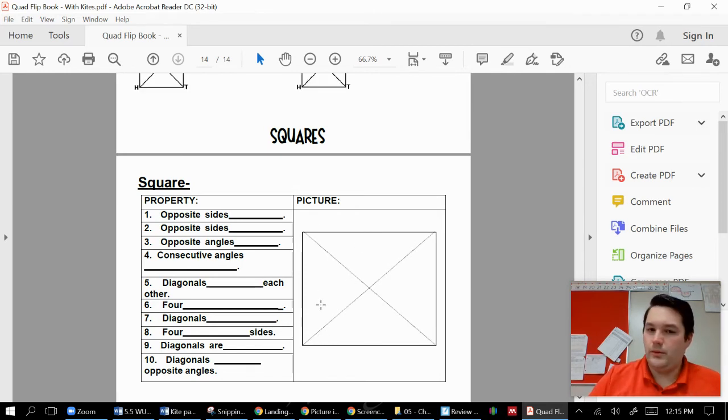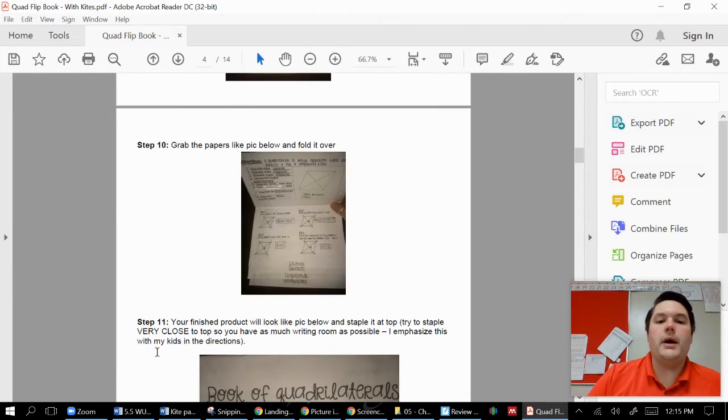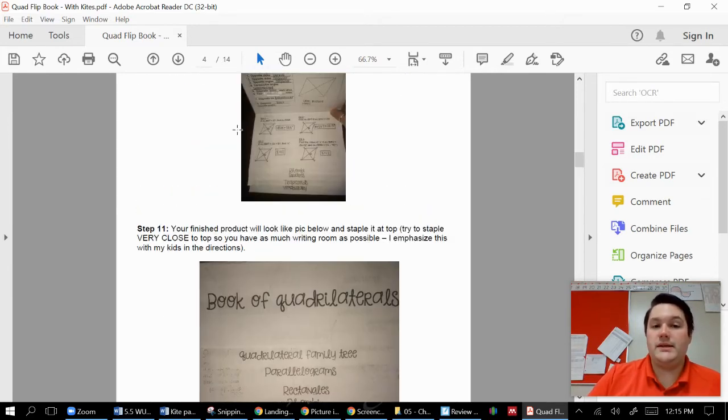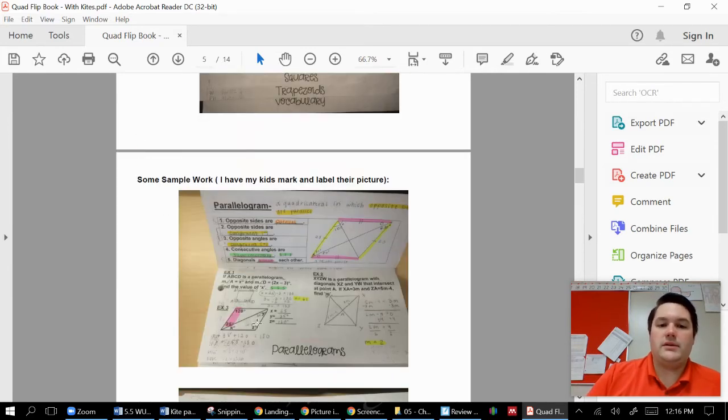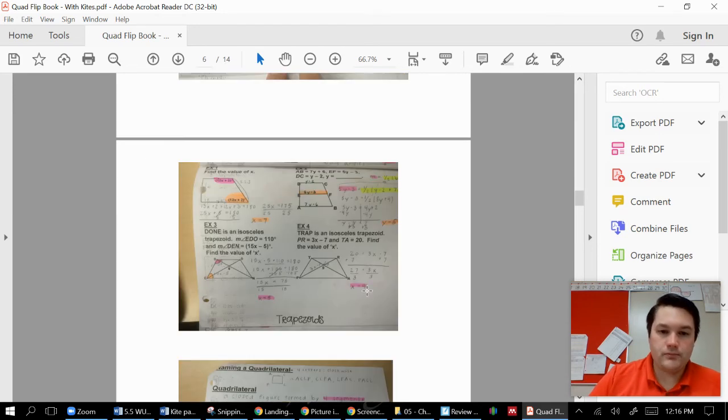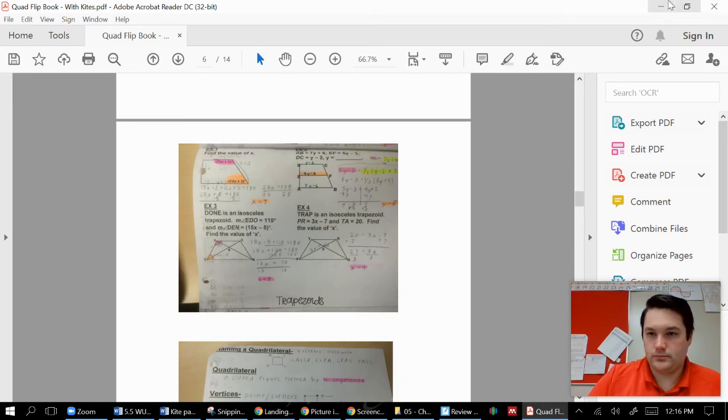If you don't want to make it into a flip book, don't worry about it. But you can kind of see what it looks like when it is a flip book. It gives you a nice little resource to help you study from. Very, very nice to have in there.